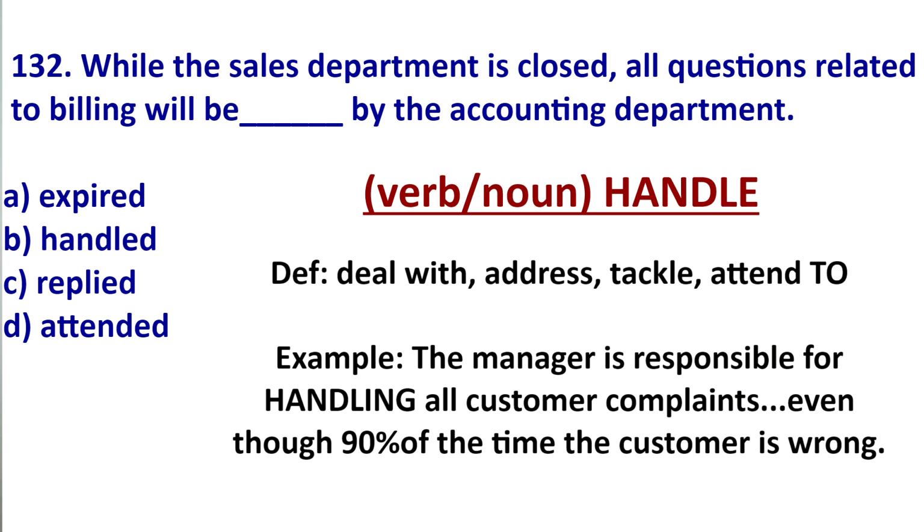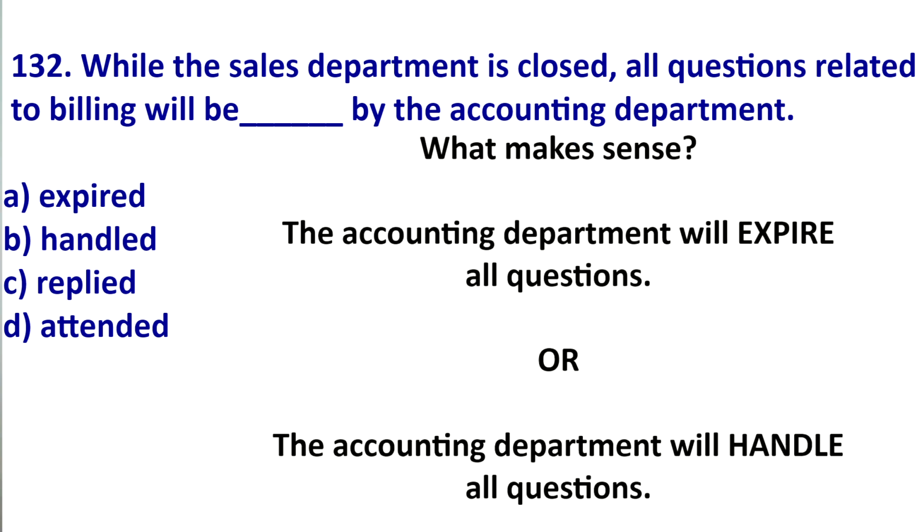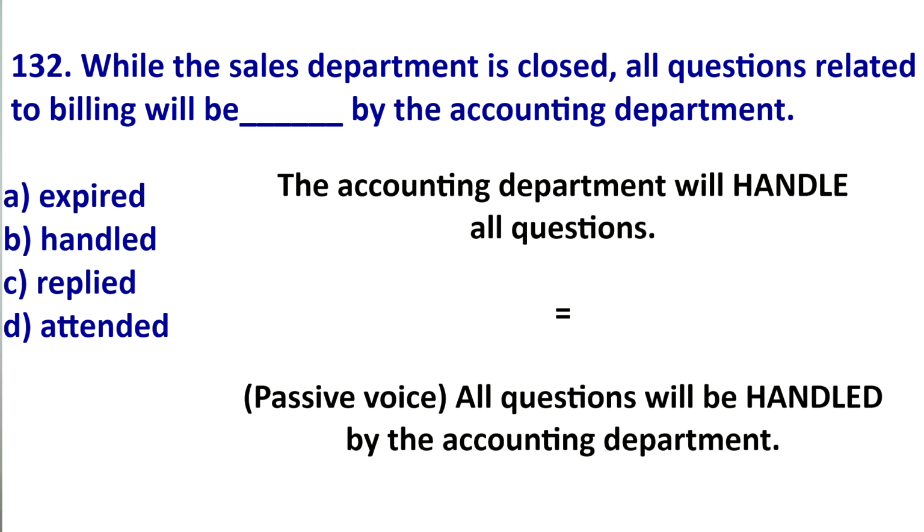So what makes more sense? The accounting department will expire all questions, or the accounting department will handle all questions? Well, of course, it's the second sentence. So then, if you make that passive, it is: the questions will be handled by the accounting department. Therefore, the answer is B.